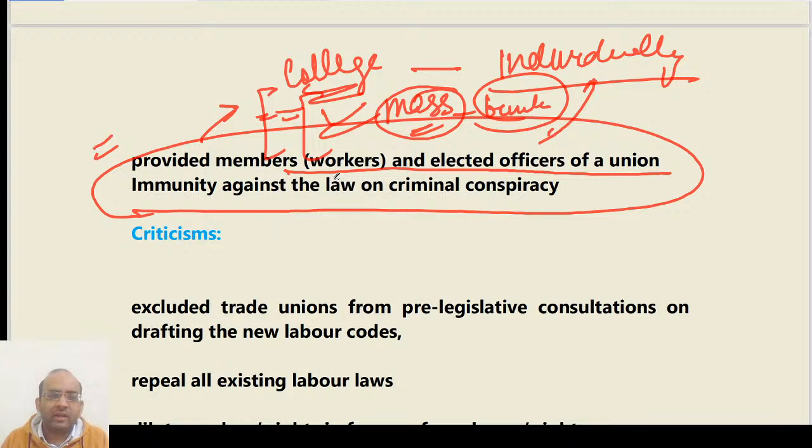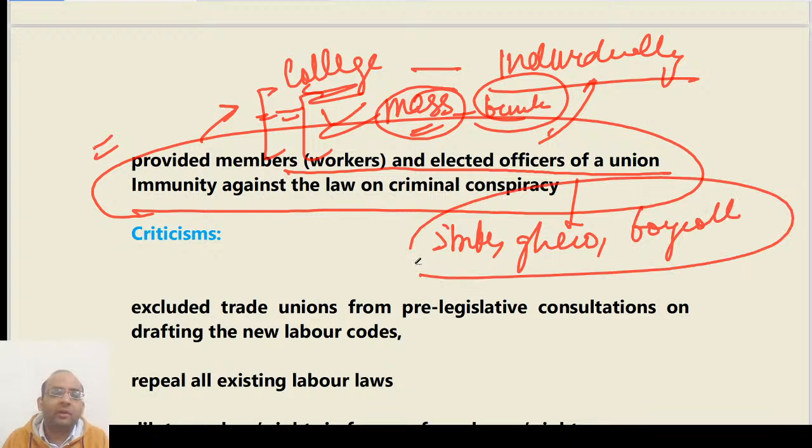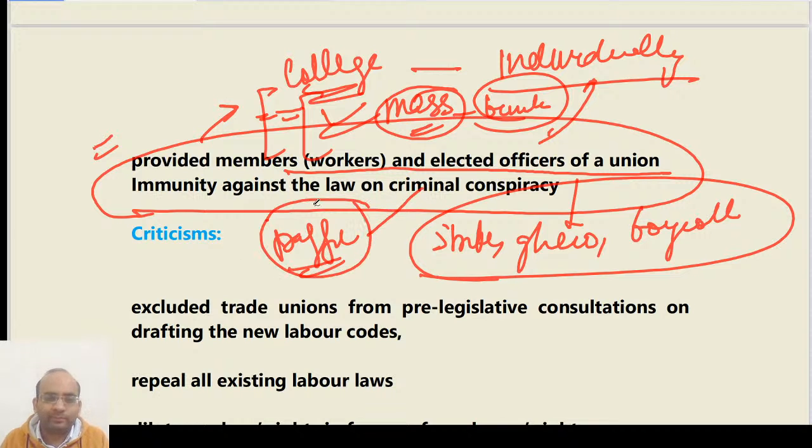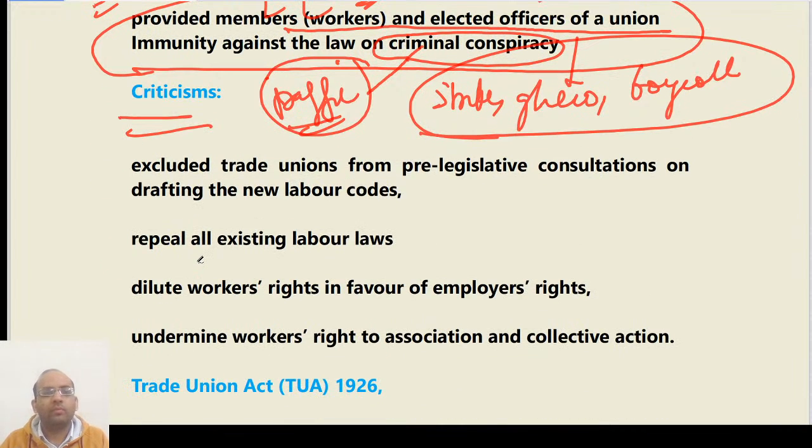When these workers and elected officers do nasty things like strike, gherao, boycott of work, etc., or even sometimes cause traffic jams, block the traffic, block the railways, etc. If they do such kinds of activities, they do not face any charge of criminal conspiracy because they are all together. Now coming to the criticism of the new labor law.